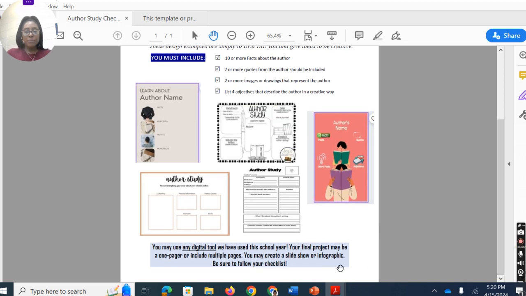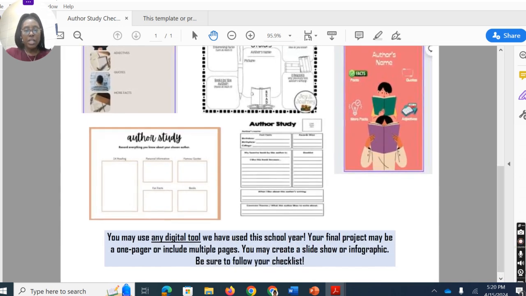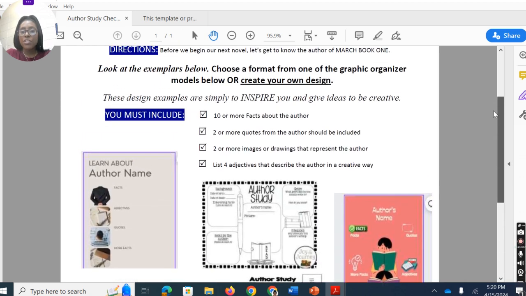If you look at the bottom, right here at the bottom it states, you may use any digital tool we have used this school year. Your final project may be a 1-pager, so they can do it all on one, or it can include multiple digital pages. They can create a slideshow or an infographic. Just be sure to follow the checklist.